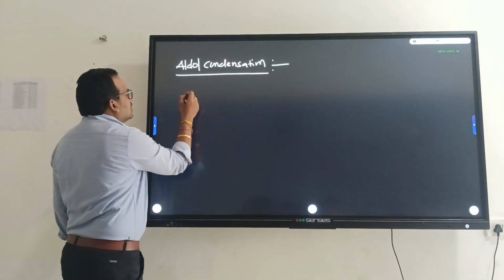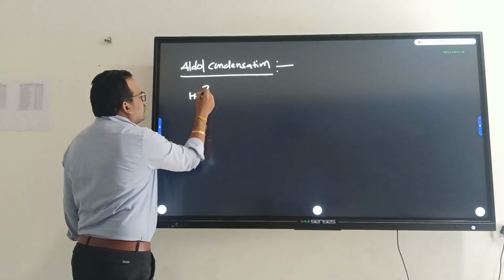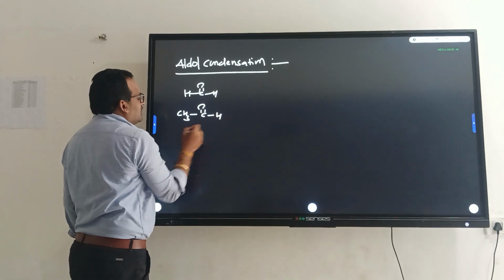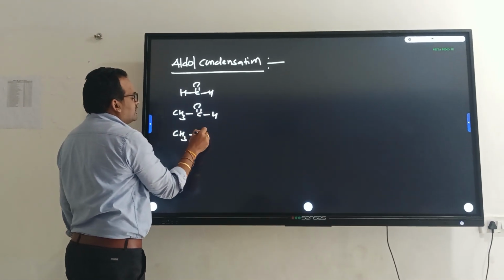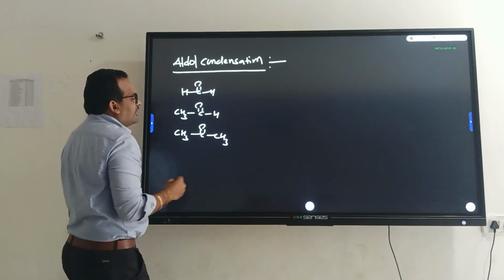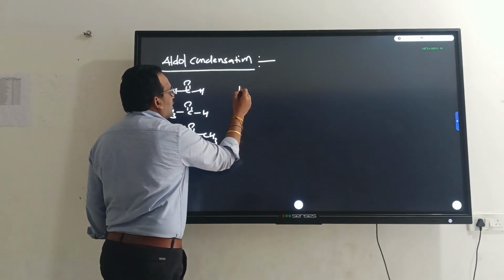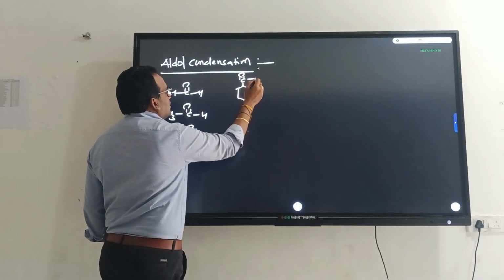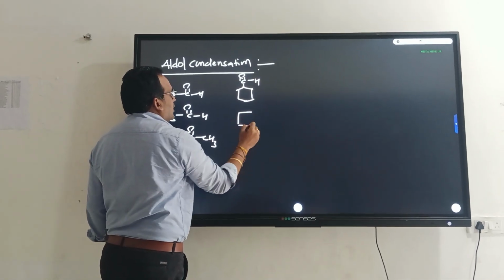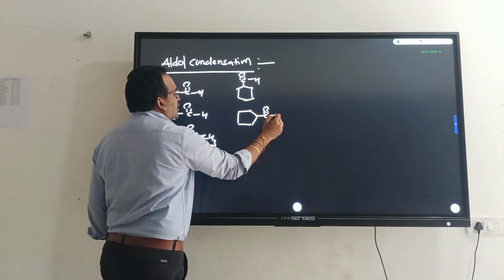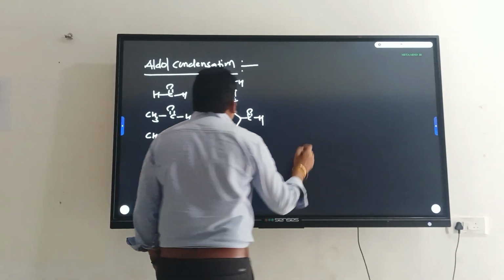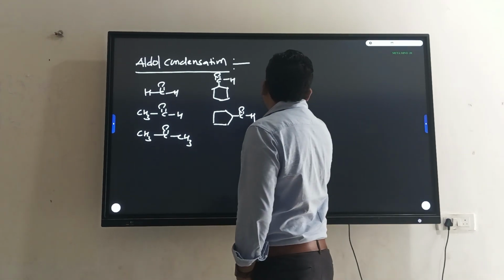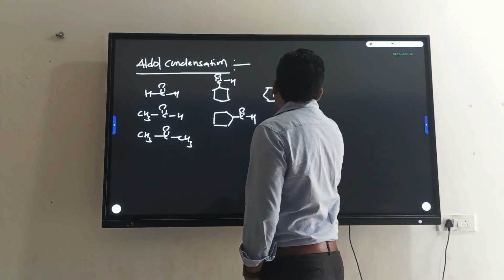So generally aldehydes are simple aliphatic aldehydes: HCHO, CH3CHO, and CH3CH2CHO. These are the aliphatic aldehydes. And what are the cyclic aldehydes? Cyclohexane with CHO and cyclopentane with CHO. And what are the next ones? Aromatic aldehydes. Aromatic aldehyde means benzene with CHO.